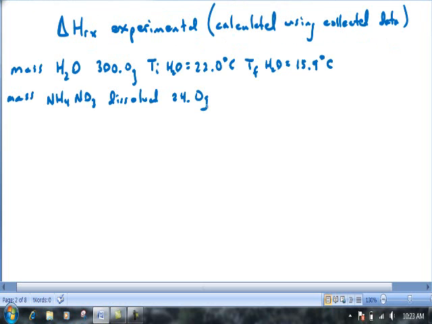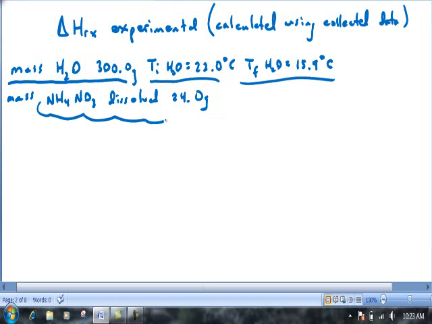This would be a sample set of data. Our mass of water that we used in the experiment was 300 grams. We've measured the temperature initial and temperature final of the water for the process of dissolving a sample of ammonium nitrate. The mass of ammonium nitrate dissolved is 24 grams. This is enough information for us to calculate the enthalpy of reaction for dissolving ammonium nitrate solid into water.